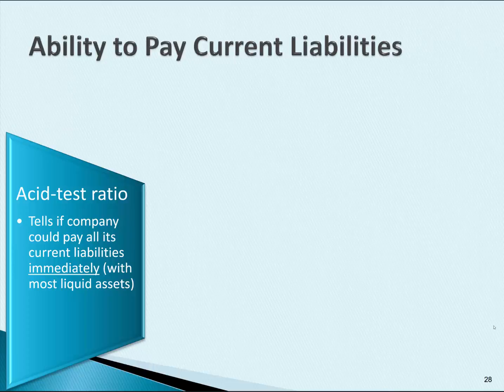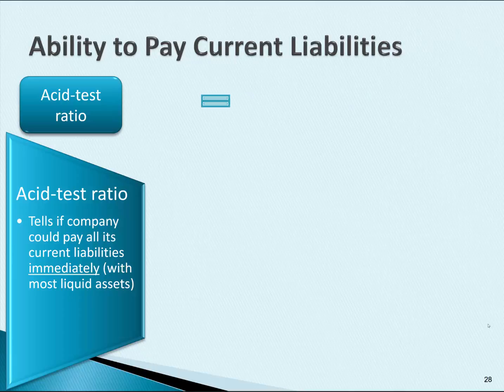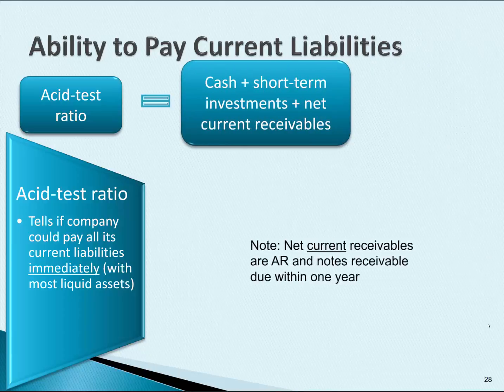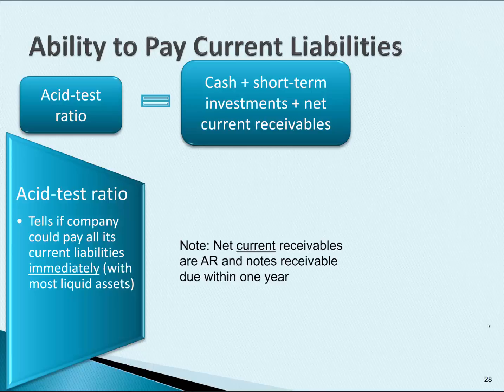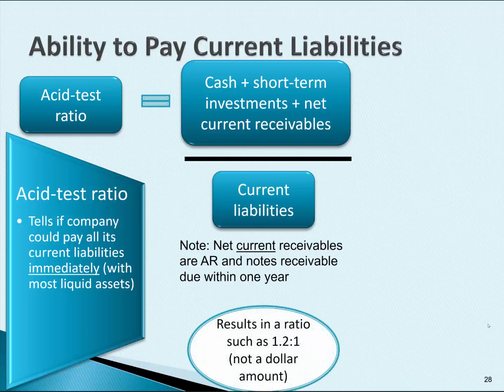Another way to measure a company's ability to pay its current liabilities is with the acid test ratio. So the formula for this is you take the cash, add it to short-term investments and net current receivables. So these are things that you can quickly convert to cash, and then divide that by the current debt, which is current liabilities. So the acid test ratio tells if a company could pay all of its current liabilities immediately with its most liquid assets.